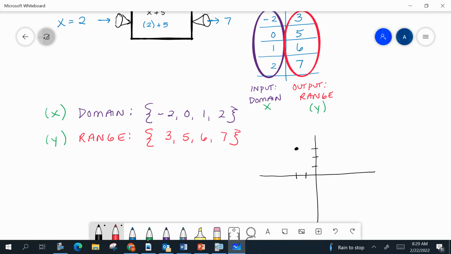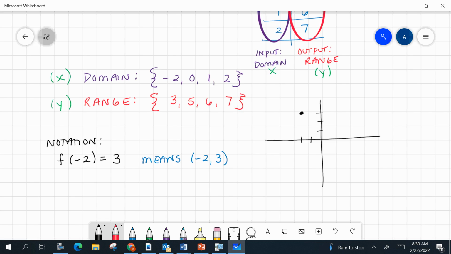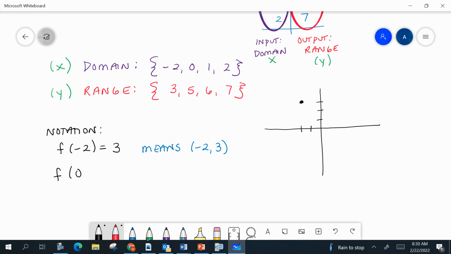Okay, so notation-wise, when we say that f of -2 is equal to 3, what this means is that the point -2, 3 is on the graph. When we go to plot f of 0 and say that it equals 5, again, what this means is that 0, 5 is on the graph. So we could plot 0, 5 right here. 1, 2, 3, 4, 5.